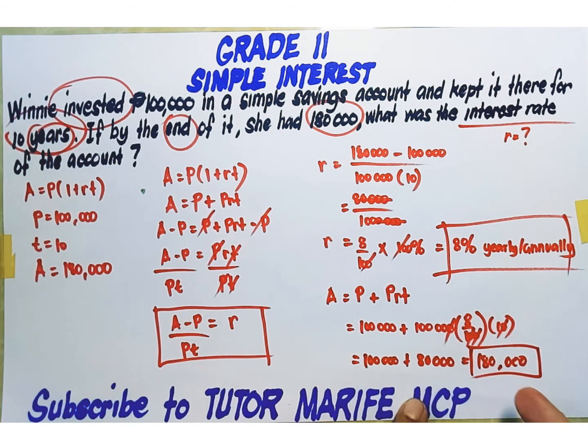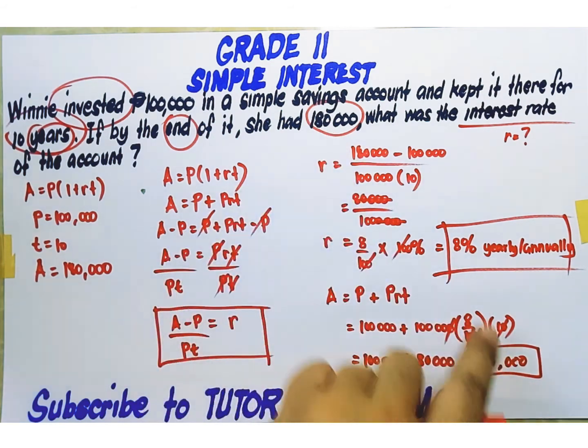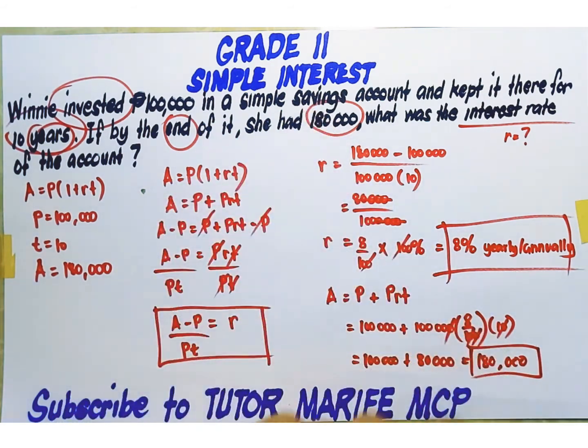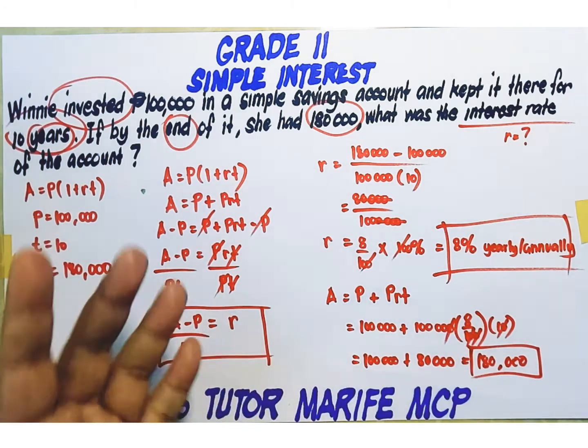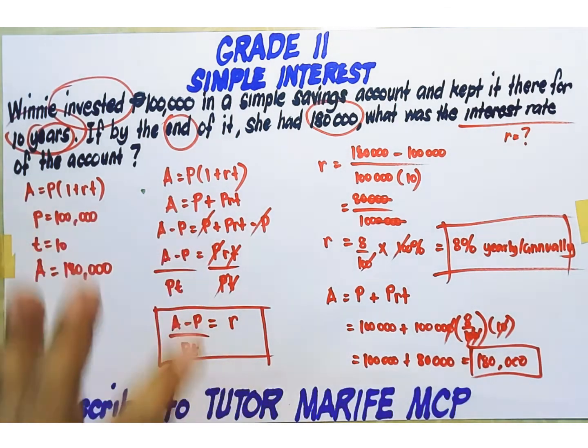Compare this result to the given value for A. They are the same. So I have validated the answer. R equals 8% yearly or annually is correct. That's all for this problem.